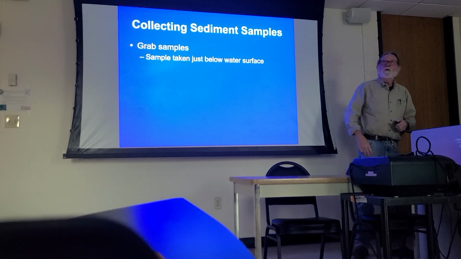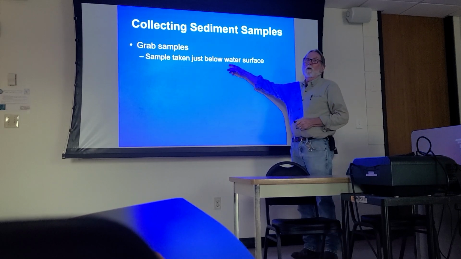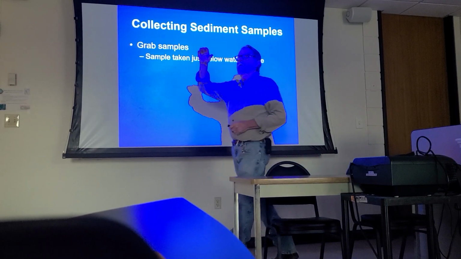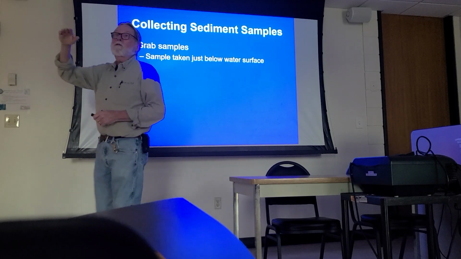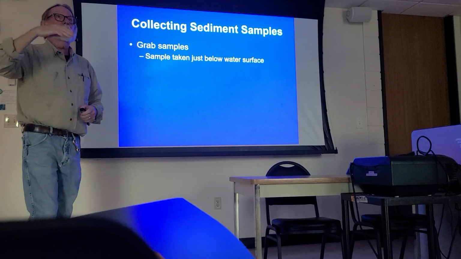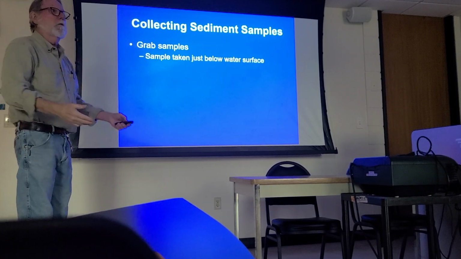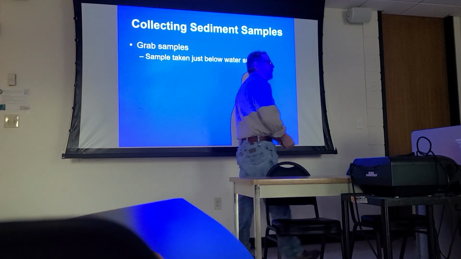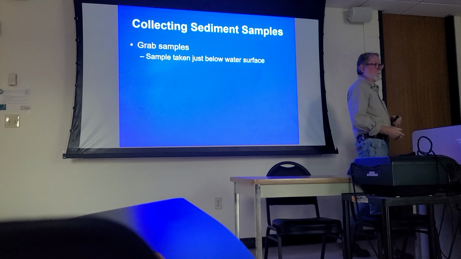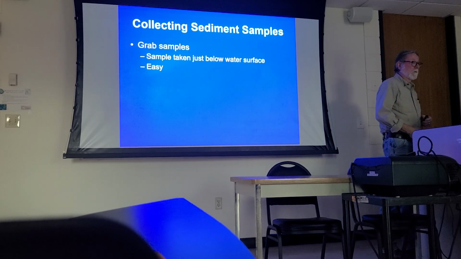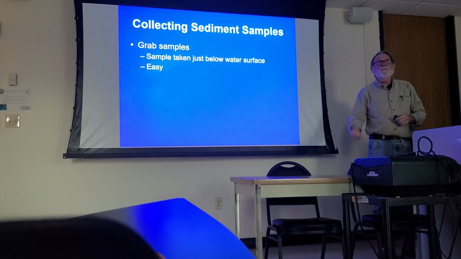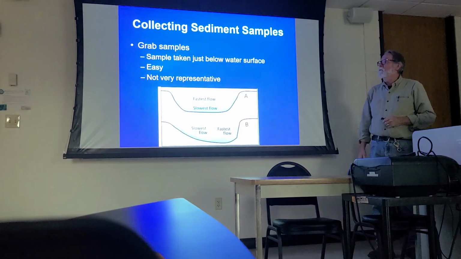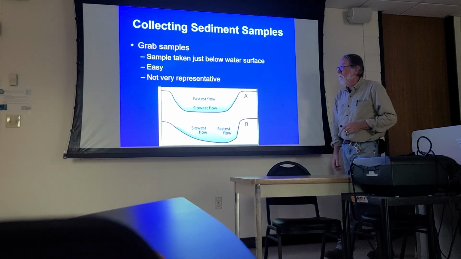Usually you want to be below the water surface, because material at the water surface is moving slow, plus you've got surface films. And you don't want those surface films to represent the entire body of water. So basically, when I take a grab sample, usually it's down to my elbow. It's very easy to do. Take the sample, rinse your bottle out 3 times, and then finally take your sample. But it's not very representative.